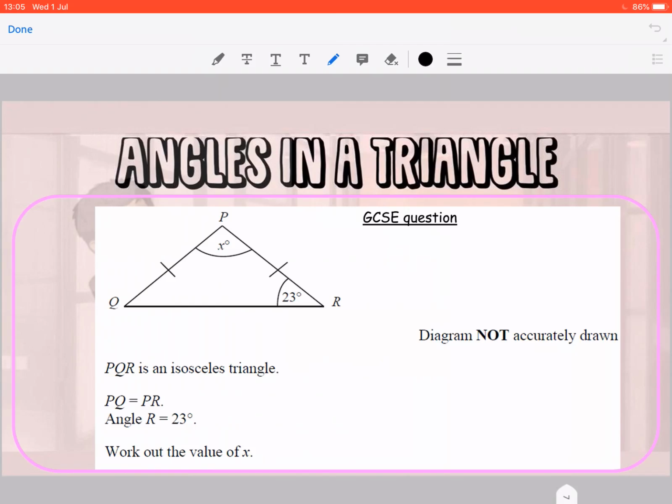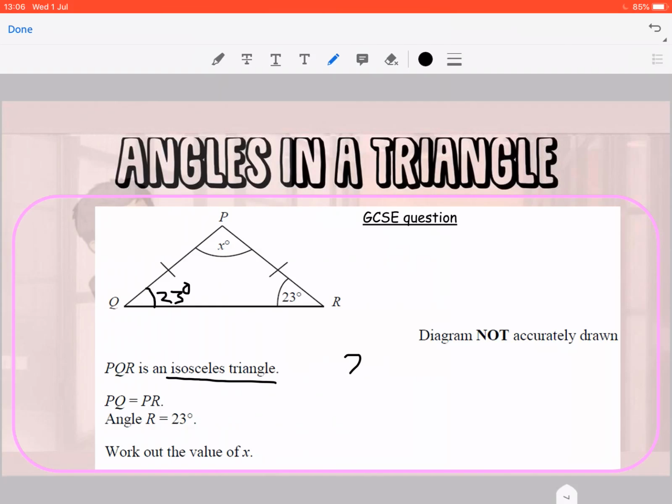So what I've got is an isosceles triangle. The important point with this, the thing that we know, is that the bottom right hand corner is 23 degrees. That means the bottom left hand corner is also 23 degrees as well, because in an isosceles triangle, the angles in both corners are exactly the same.